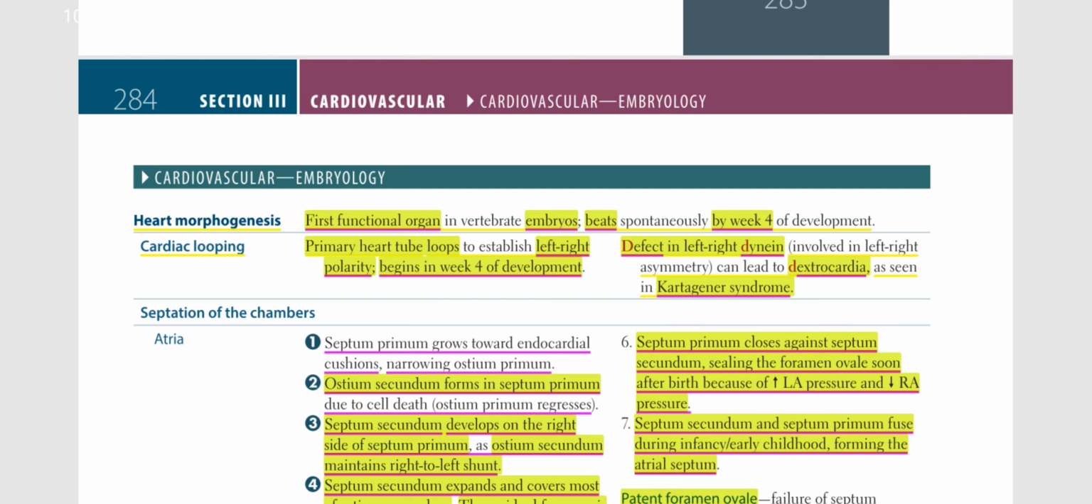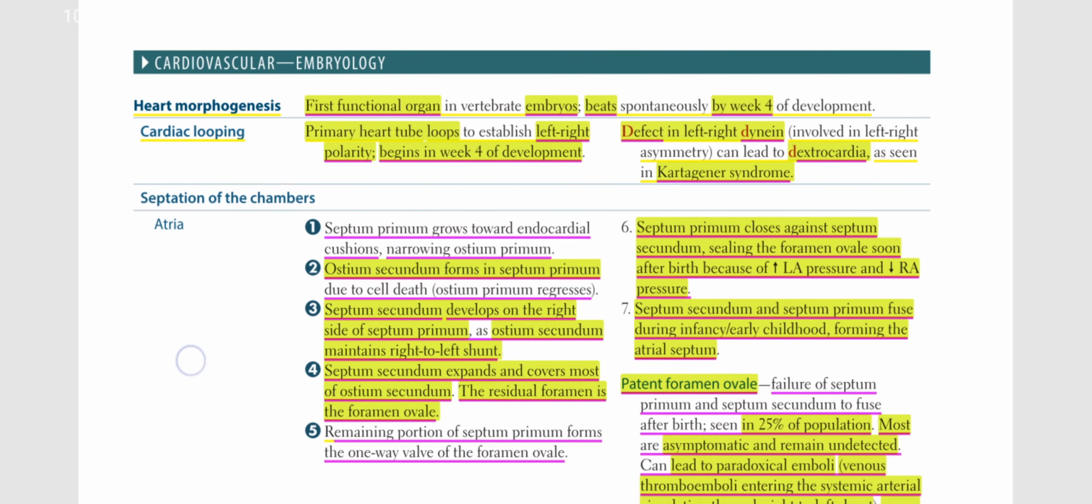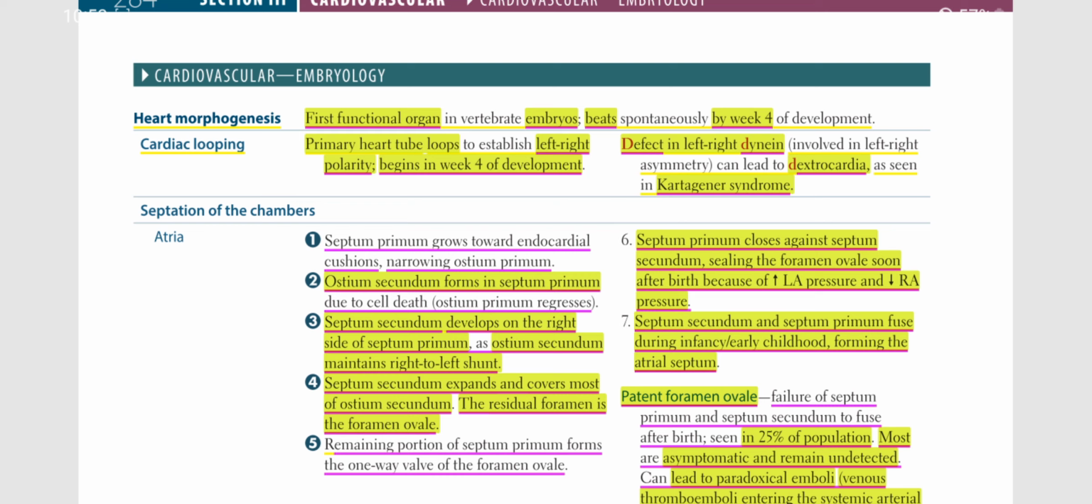A defect in the left-right dynein, which is involved in left-right asymmetry, can lead to dextrocardia, as seen in Kartagener syndrome. Once again, heart morphogenesis: the first functional organ in the embryo, beats by week 4.